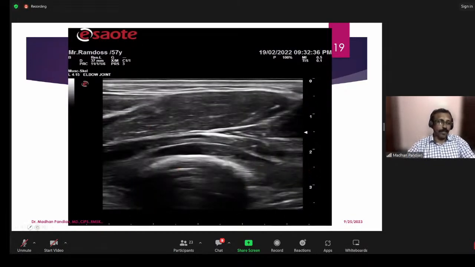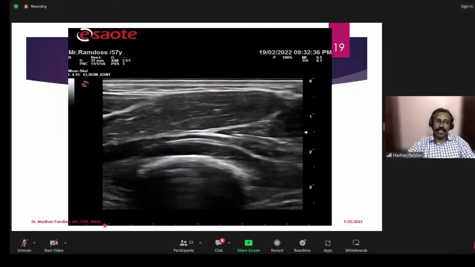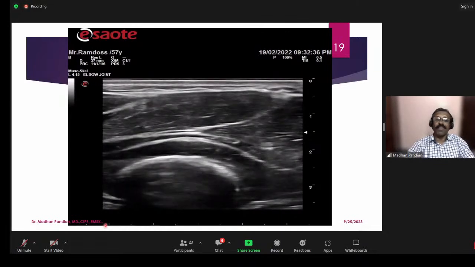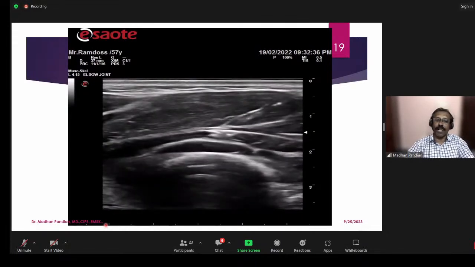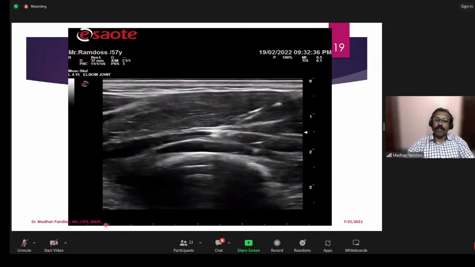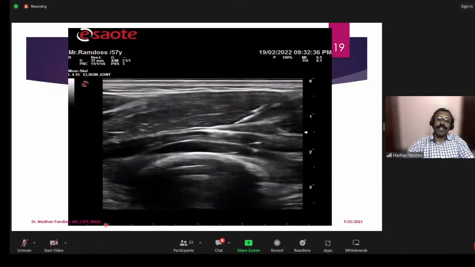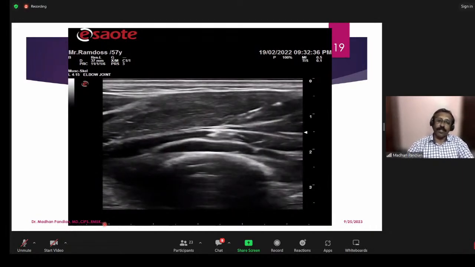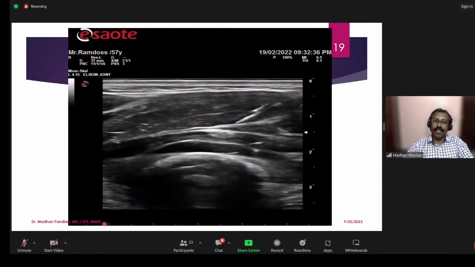This is an electrician who presented with chronic lateral elbow pain. Again, this is one of the very, very common differential diagnoses for lateral elbow pain. You should never mistake all lateral elbow pains as being due to lateral epicondylitis. So always have something in mind.